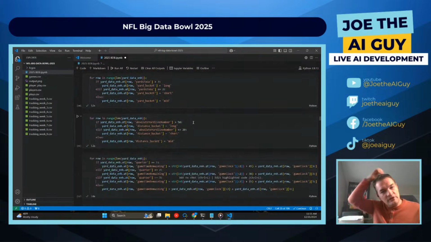I also did some experimentation here on bucketing the yards to go and the absolute yard line number. Yards to go is the number of yards needed to get a first down, versus the absolute yard line number here, which is the yards needed to score a touchdown.